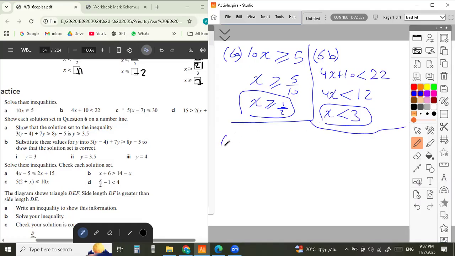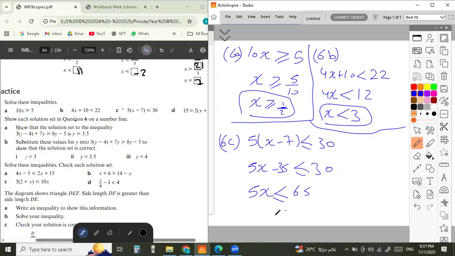Question 6c. They're saying to you, 5x minus 7 less than or equal to 30. Expand, so 5x minus 35 less than or equal to 30. Send the negative 35 to the other side as positive 35, so 5x is less than or equal to 30 plus 35, 65. So x is less than or equal to 13.